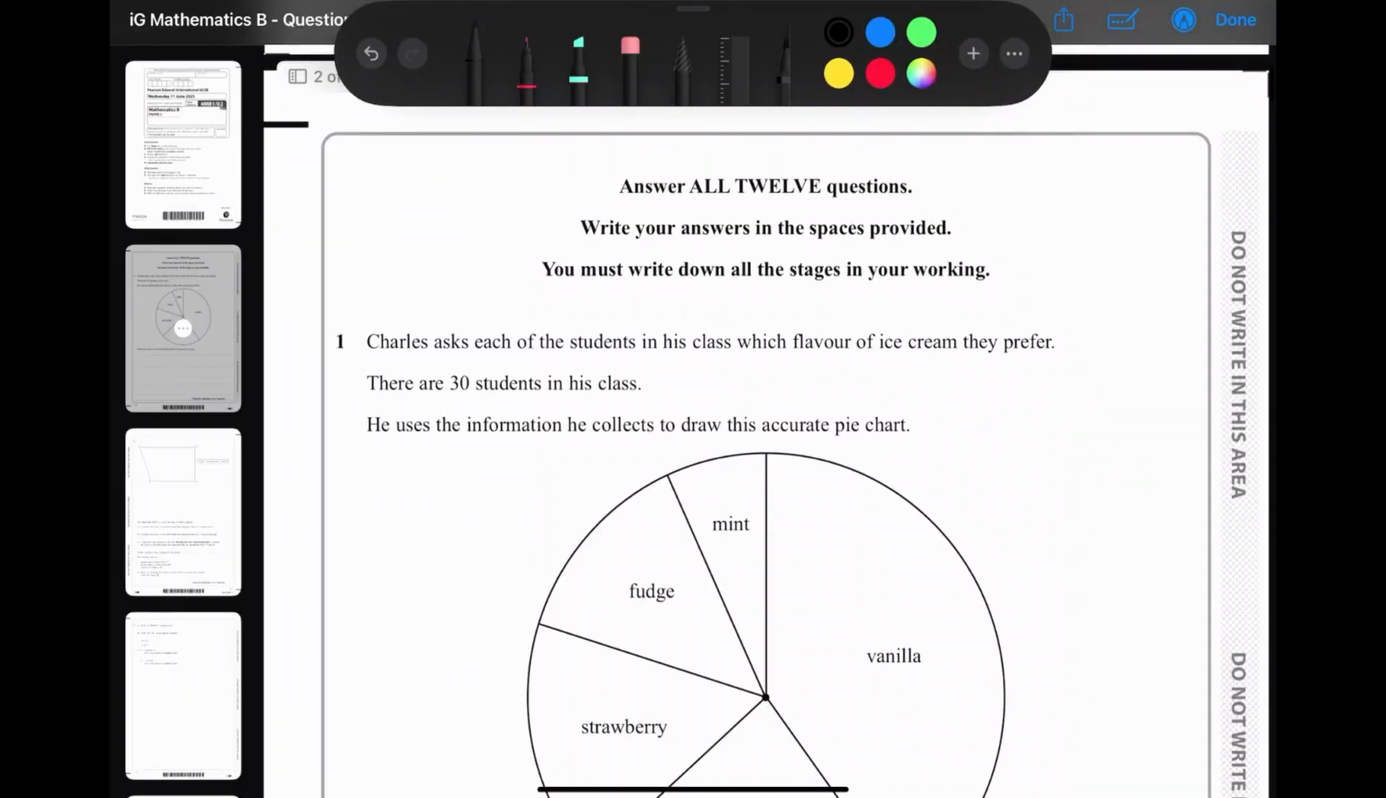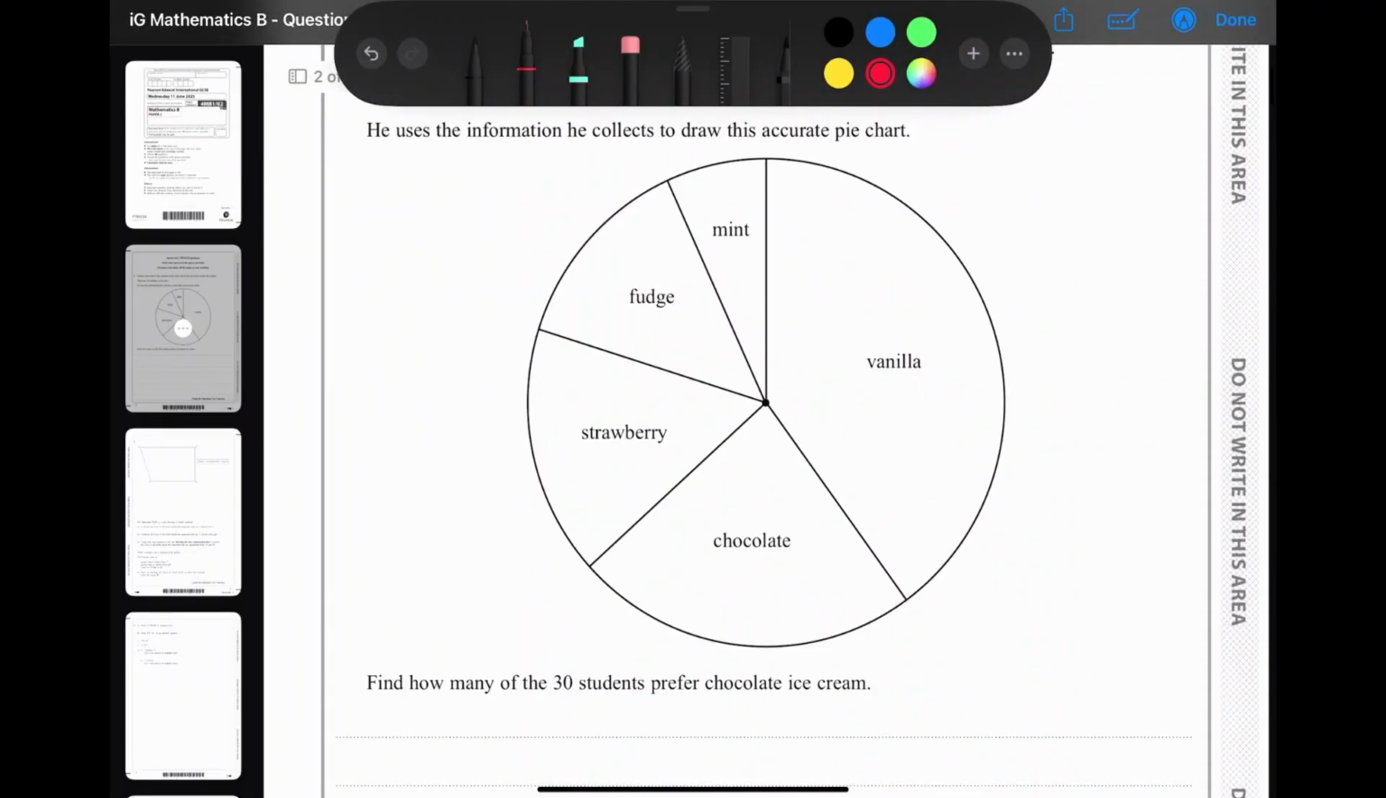Let us get started. The first question of this paper is a pie chart. The whole chart represents 30 students. All the sectors are divided by their flavors. We are asked to find the number of students for chocolate, so we will measure the angle for chocolate.